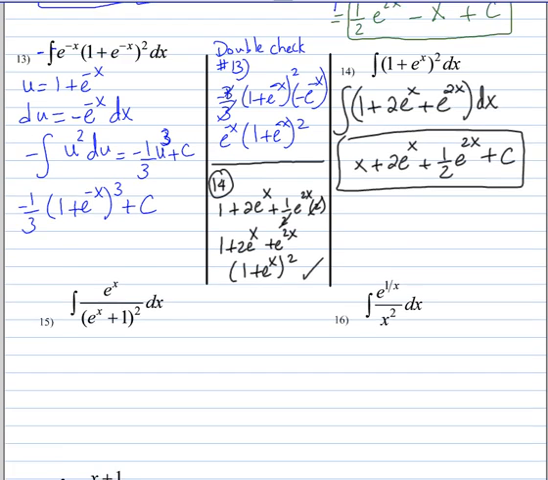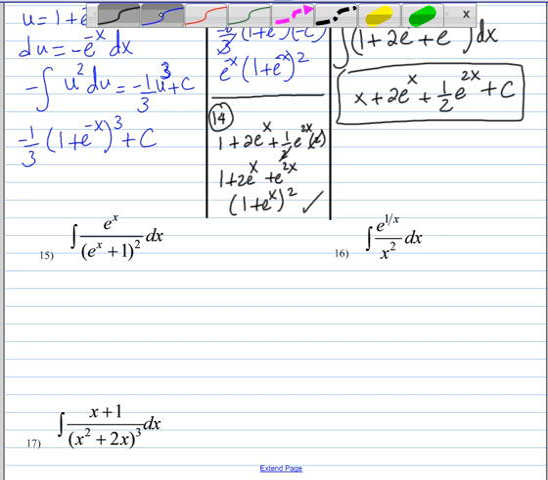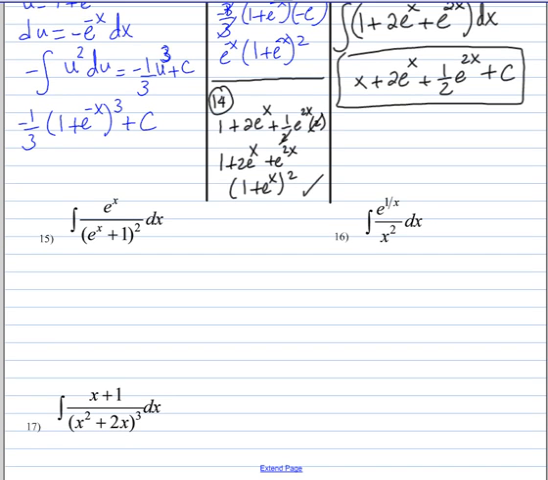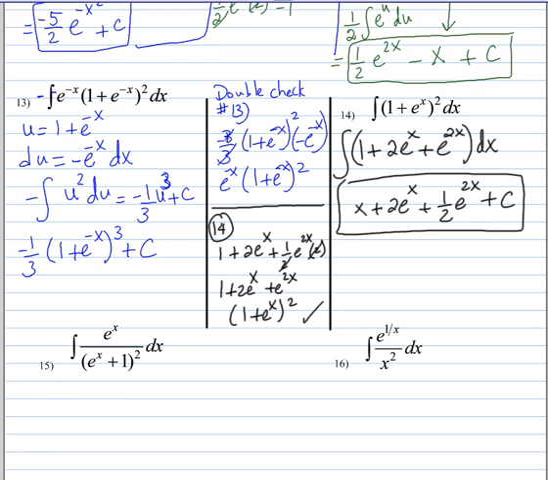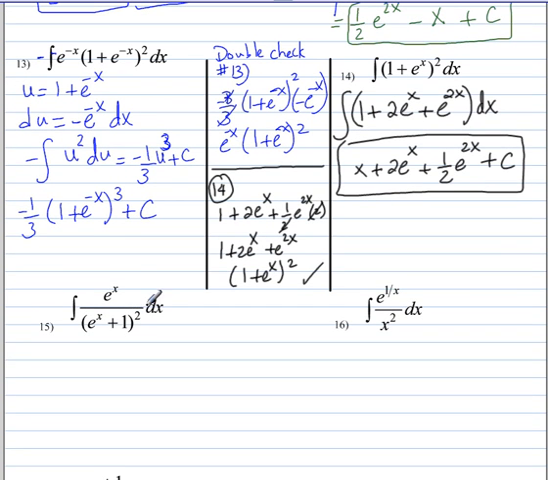Now let's do number 15. Here we let u be e to the x plus 1. This is very similar to number 13. In fact, it's almost identical. Once we rewrite it, this will become to the -2. Very, very similar. And these exponents are negative in here, and here they're positive.